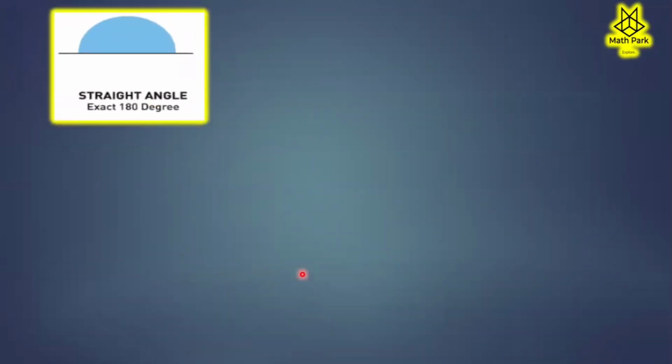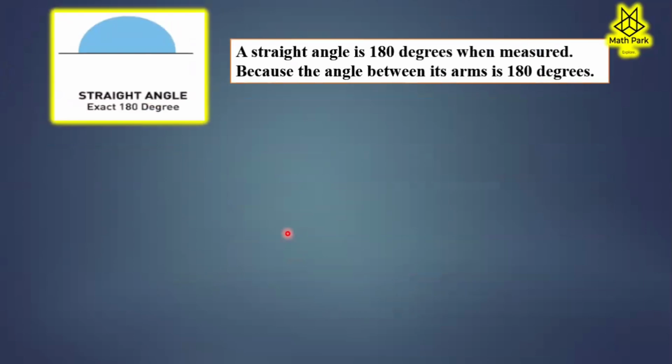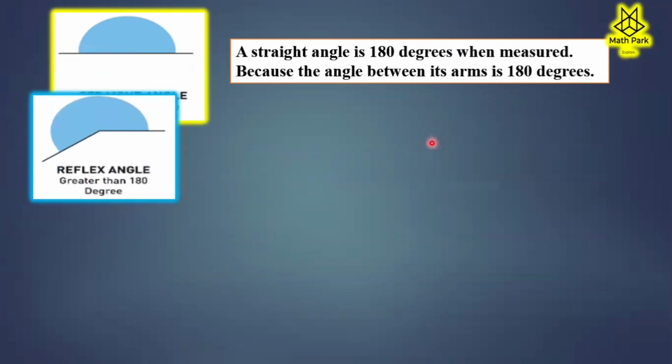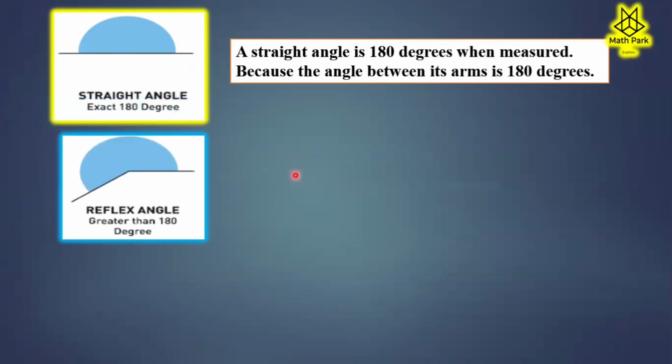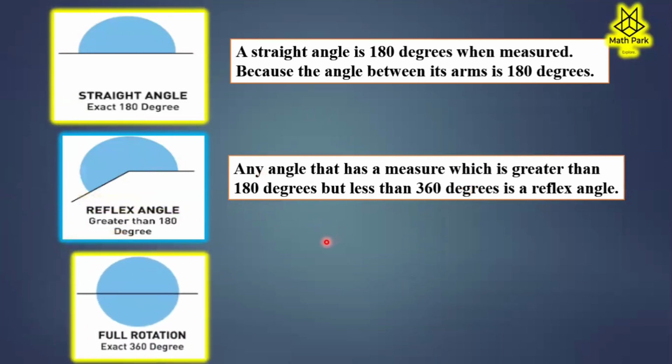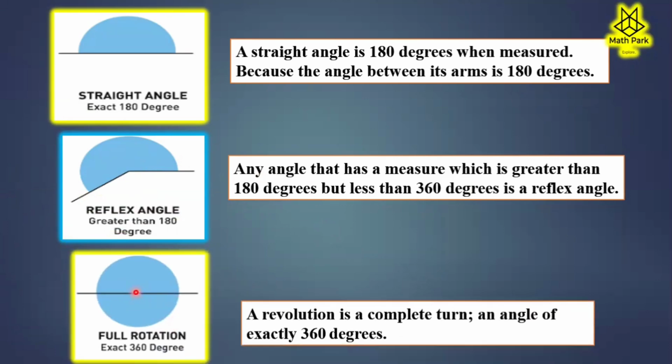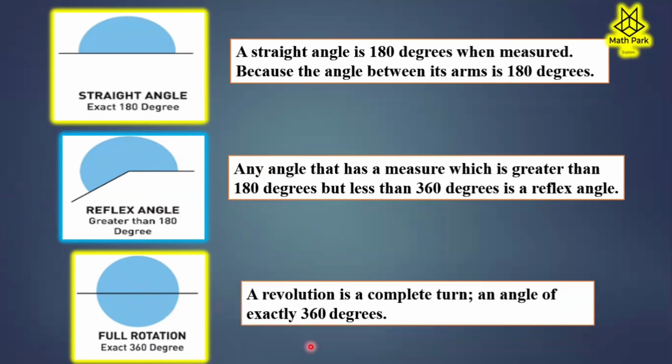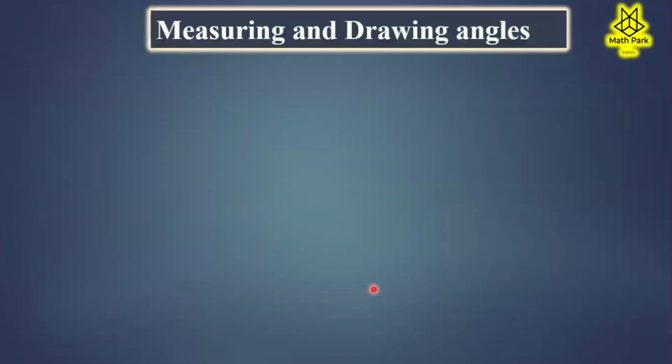A straight angle is the angle which measures 180 degree because the angle between their arms is 180 degrees. The reflex angle is angle which is more than 180 and less than 360. Full rotation, that is a complete angle, or we can say that angle formed at a point is 360 degree. We call it a complete angle, complete turn.